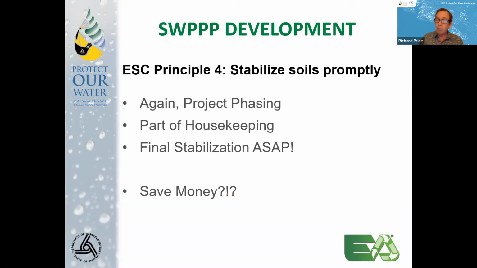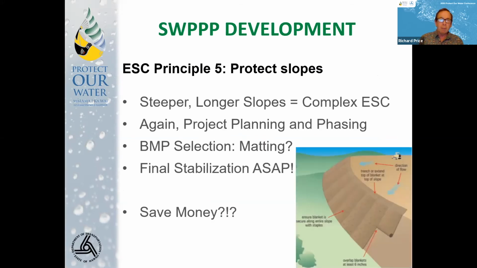Again, it takes a little more thought and planning and phasing of your project, but in the end, it can be a huge savings. And part of this is just housekeeping, as realizing where you're done and where you're not, and cleaning up your work and moving on. Principle number 5 is protect slopes. Obviously, the steeper and longer slopes, you end up with more complex erosion and sediment control. There's potential money savings on BMP selection.